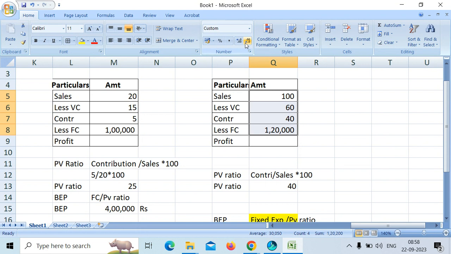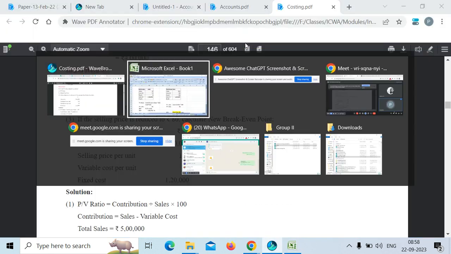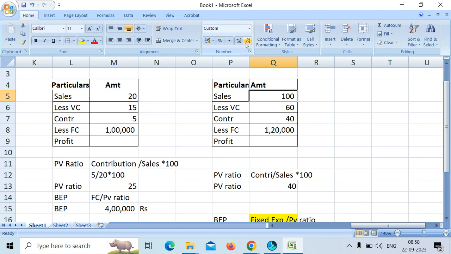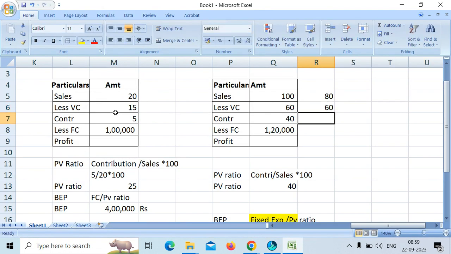Okay, next one. If the selling price is reduced to rupees 80, your selling price is rupees 100. So they want to reduce down the selling price to rupees 80. Then what will be the answer? Your selling price is only changing, your variable cost will remain same. So selling price minus variable cost, you will get 20 rupees as contribution.